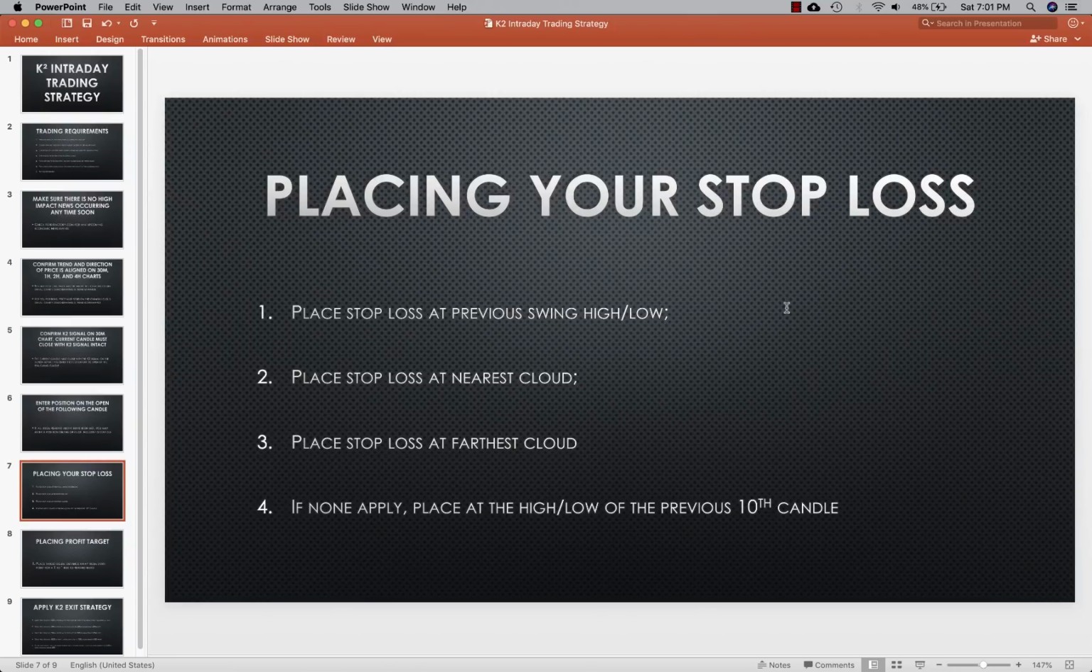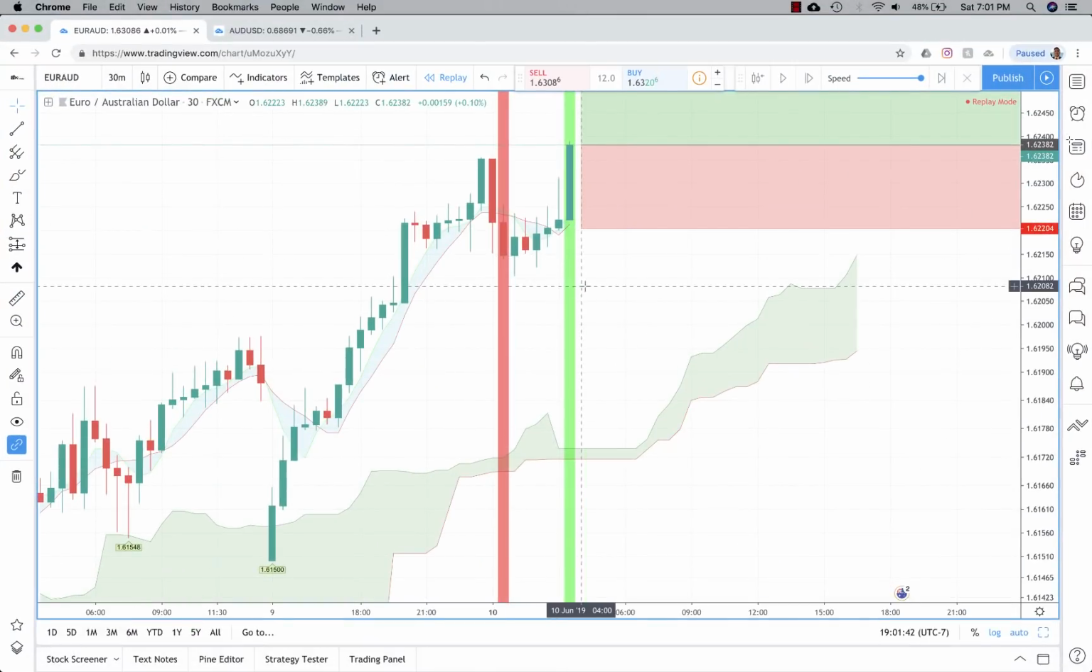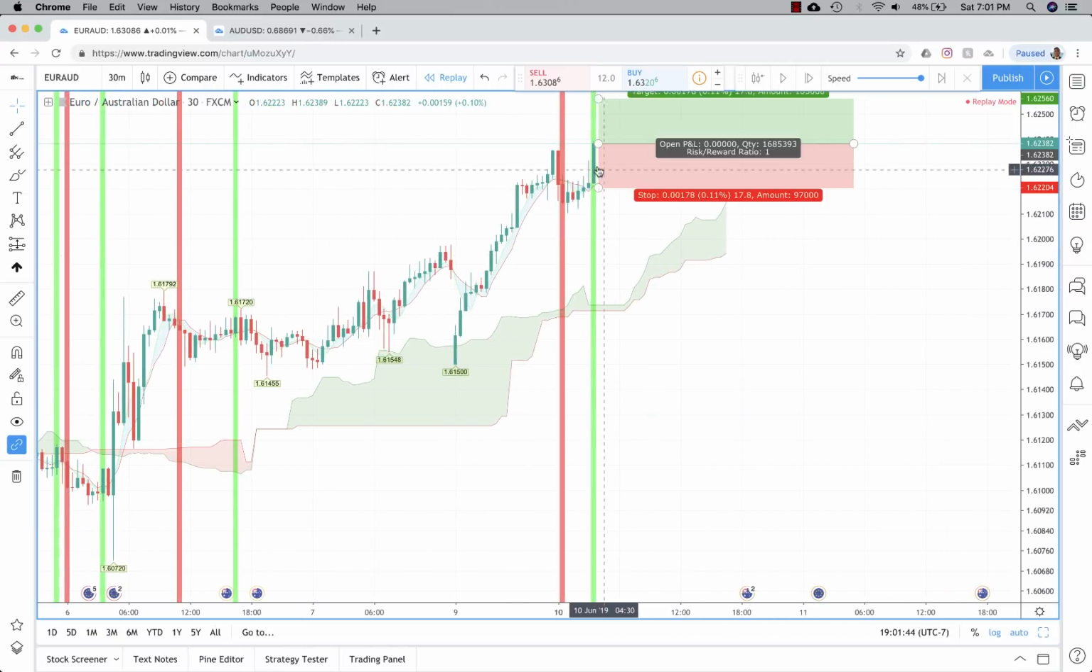There's a few places you can place your stop loss. You could either place your stop loss at the previous swing high or low, the nearest cloud, the farthest cloud, or if none of those apply, you can just go back to the 10th candle and place it right there. That's usually where the previous swing would be. So let's see where we can put it.